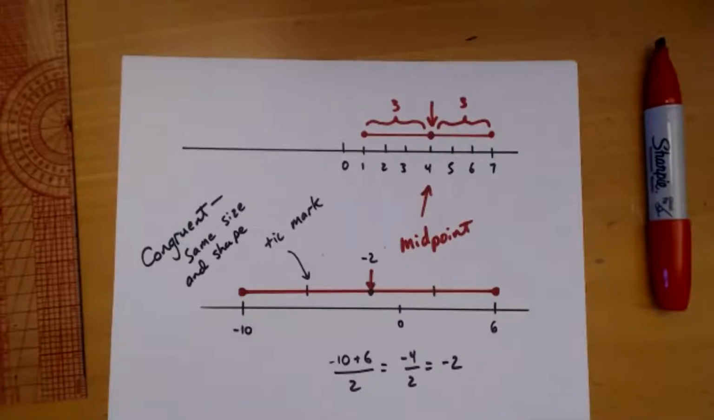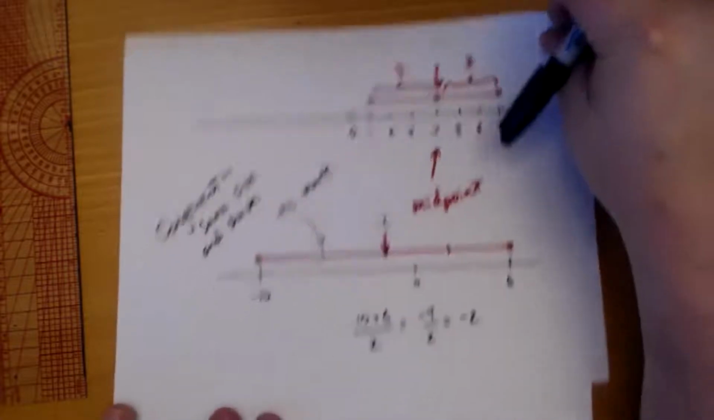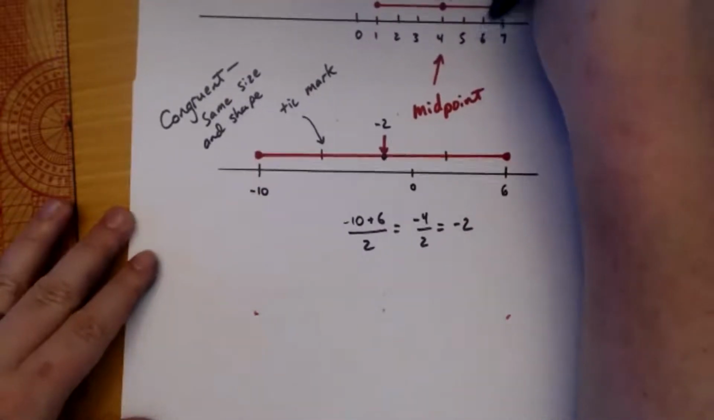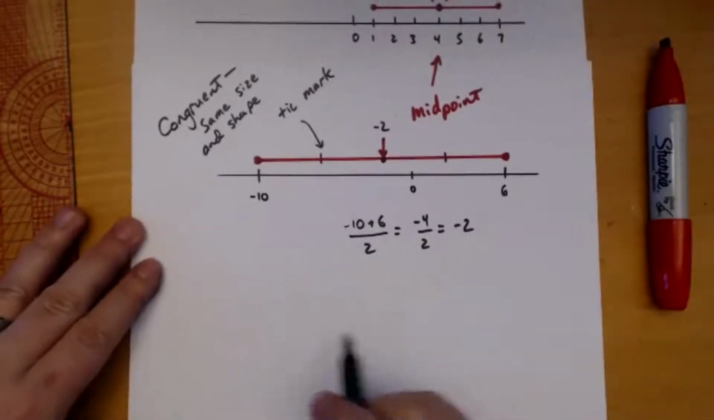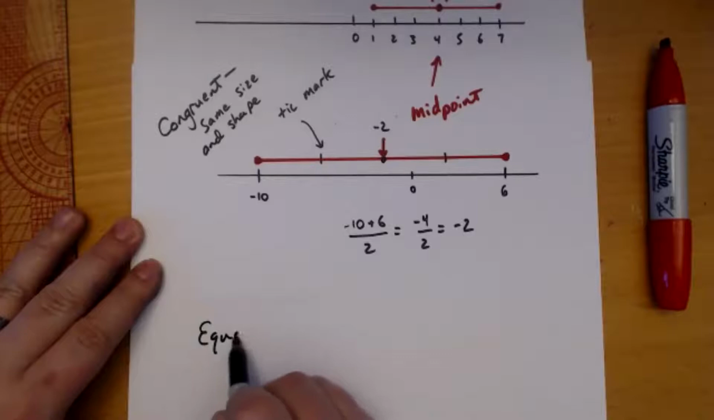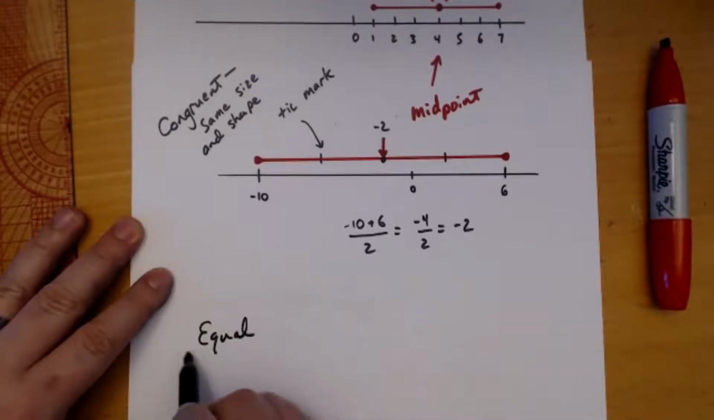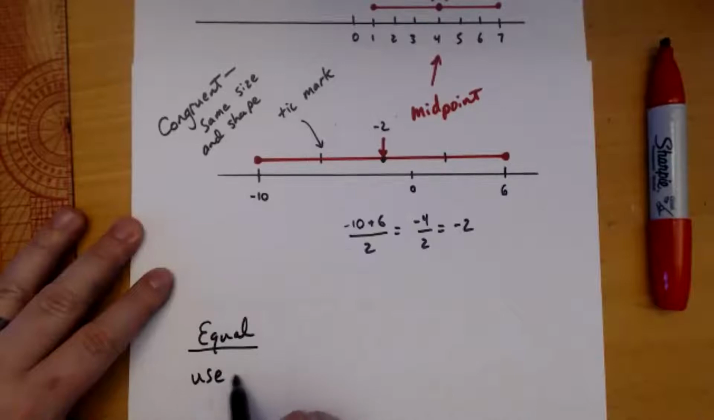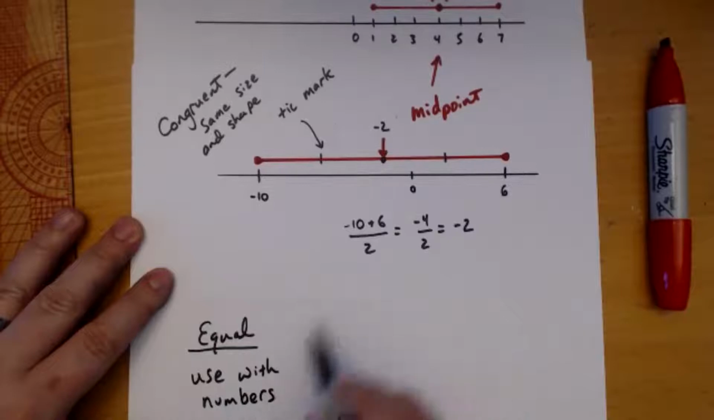Congruent is kind of like the idea of equals, but equals we use with numbers, and congruent we use with shapes. I just kind of want to put that out there because we haven't talked about this word yet. Equal we use with numbers. And we all know what the equal sign looks like.